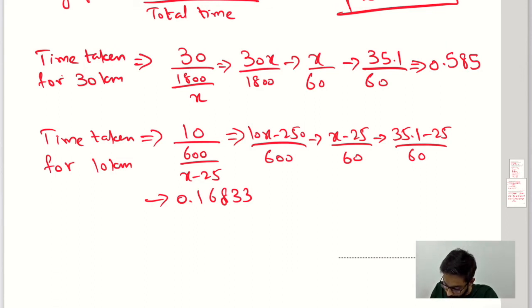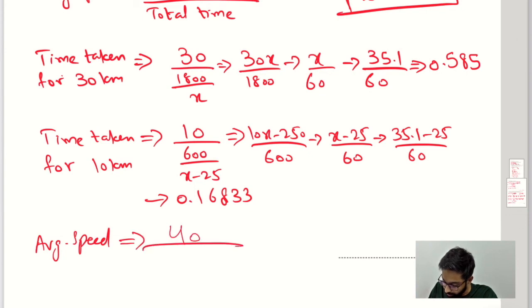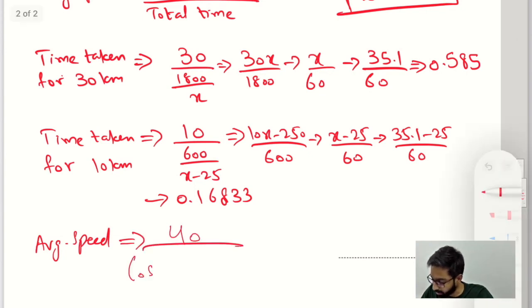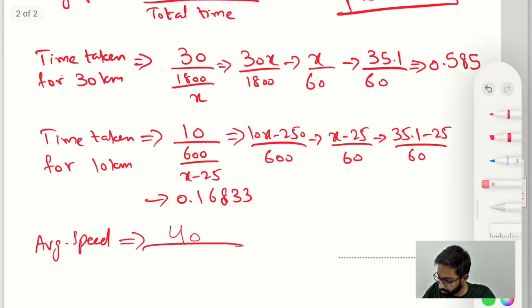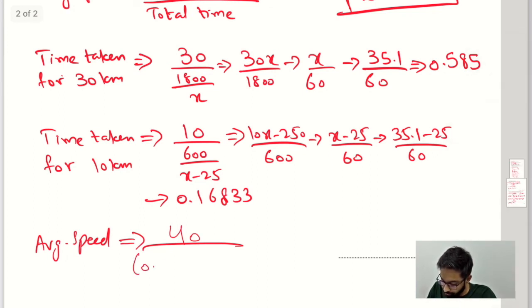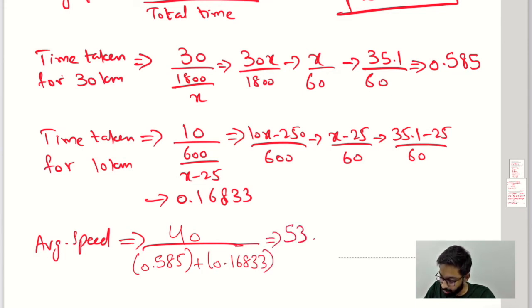Now, since we have the total time, we need the average speed of the whole journey. In order to find the average speed of the whole journey, we divide the total distance by the total time taken. The total time taken is 0.585 hours plus 0.16833 hours. When you solve this, you get 53.1 kilometers per hour. So you write that answer right here, 53.1 kilometers per hour.